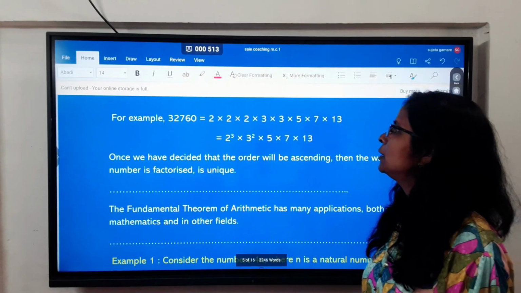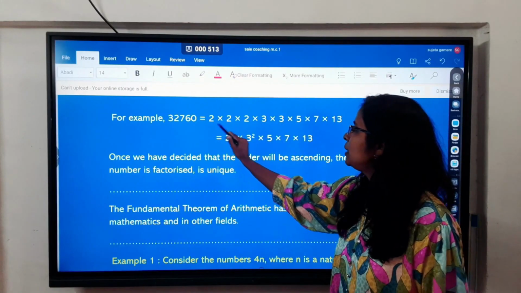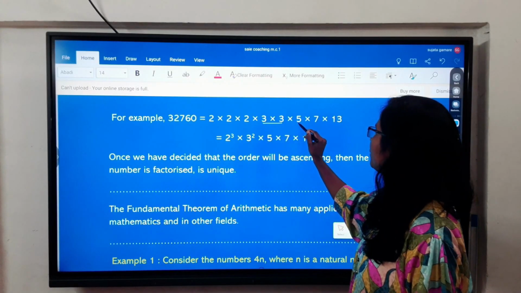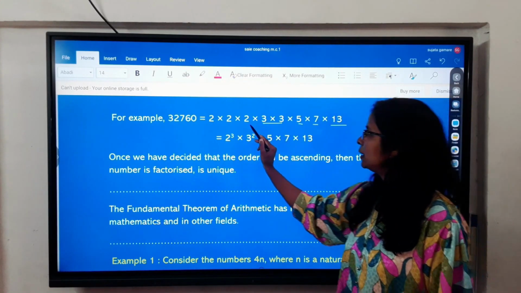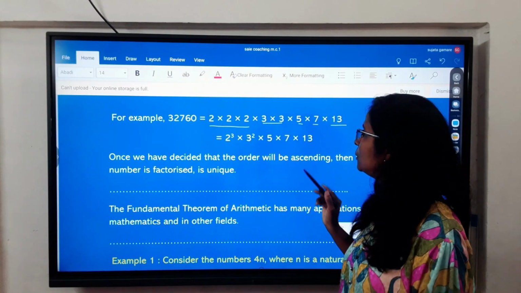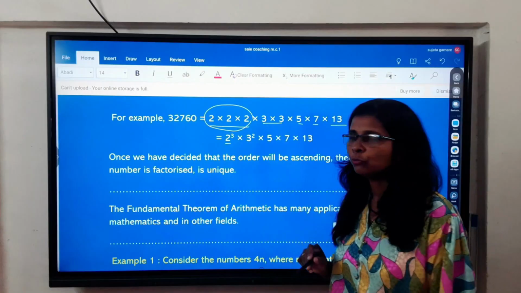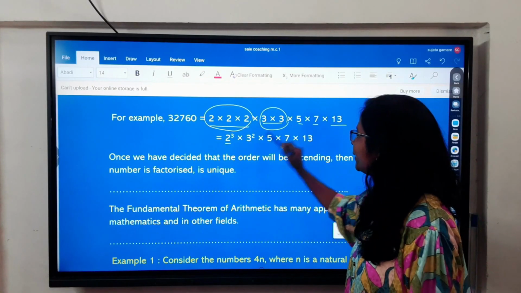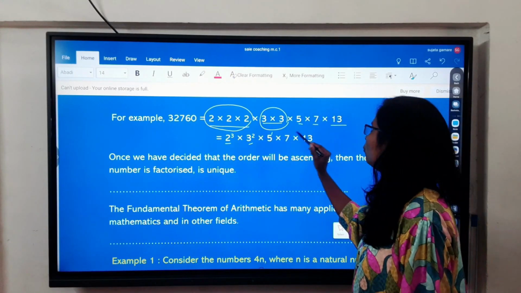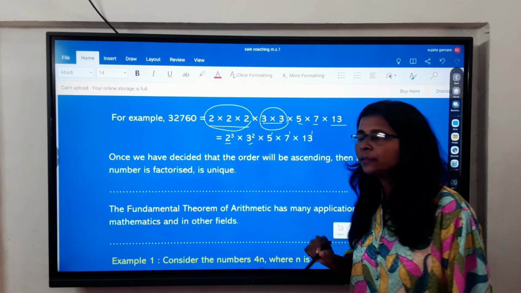Take the example of 32,760. It can be factorized as 2 multiplied by 2 multiplied by 2 multiplied by 3 multiplied by 3 multiplied by 5 multiplied by 7 multiplied by 13. Now if you observe the factorization of this number, the 2 comes 3 times, so I write 2 cubed. 3 comes 2 times, so I write 3 squared. 5 comes 1 time, so 5 raised to 1, and the 7 comes once, so 7 raised to 1, and the 13 comes 1 time, so we can write 13 raised to 1.